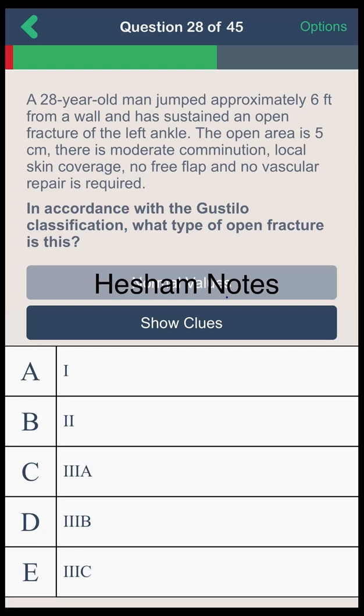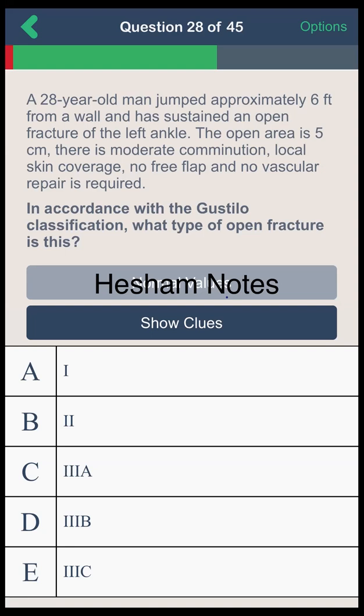Gustilo-Anderson classification of open fracture. A 28-year-old man jumped approximately 6 feet from a wall and has sustained an open fracture of the left ankle. The open area is 5 centimeters. There is moderate contamination, local skin coverage, no free flap, and no vascular repair is required. In accordance to Gustilo-Anderson classification, which type of open fracture is it? So because it is between 1 to 10 centimeters, and no flap and no vascular injury, it is a type 2 injury.